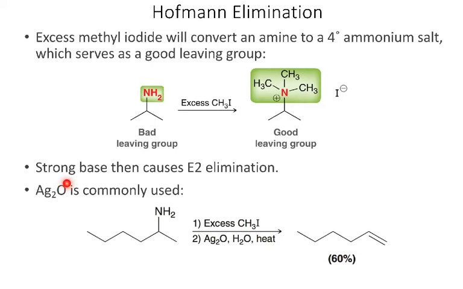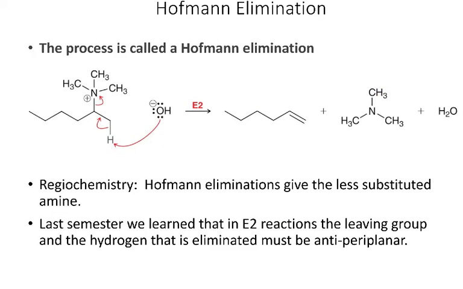In this case, the base that is most commonly used is silver oxide. When we use silver oxide, we actually replace the iodide counter ion with a hydroxide counter ion, and hydroxide then causes elimination. Part of the reason silver(I) oxide is used is the silver will precipitate out with the iodide, because we know silver halides are insoluble. And so in a two-step process, we first use excess methyl iodide, then use silver(I) oxide as the base, and that will give us the elimination product. All right, so this overall reaction of converting the amine into the alkene is called Hofmann elimination.